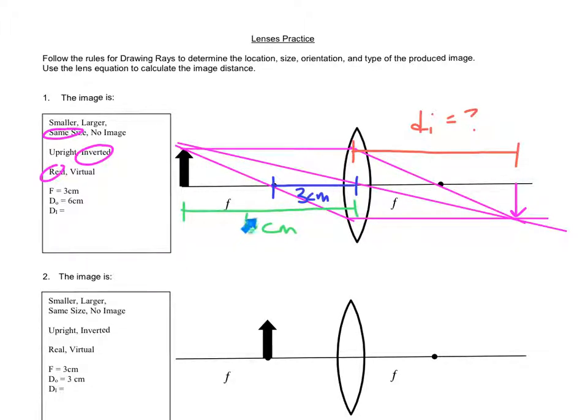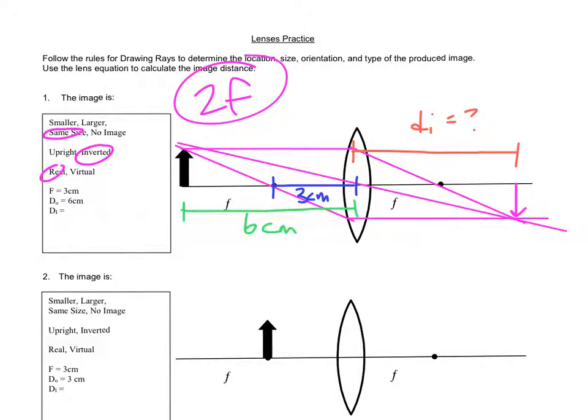Because 2 times the focal length is 6. 2 times 3 is 6. So I can classify this diagram, this object's position, as 2F. And objects that appear at 2F will always be the same size, inverted, and real images.